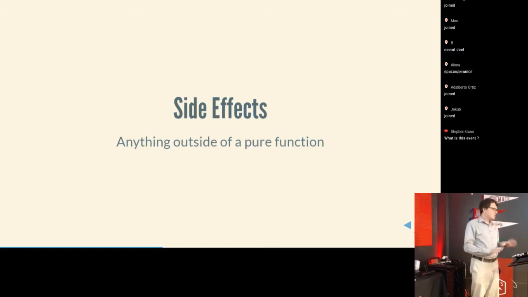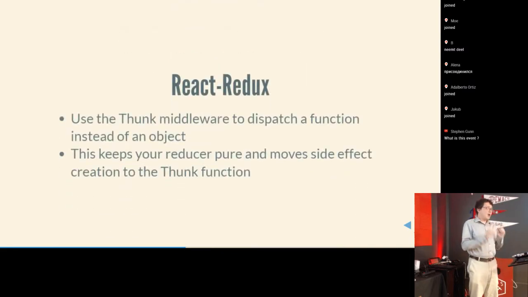The goal is not to not have side effects, but to isolate any side-effect-producing code as much as possible. In React Redux, the common pattern is to use the func middleware and dispatch a function instead of an object when you use the dispatch function. So normally you'd be dispatching an action object, but when you use the func middleware, you can dispatch a function instead. This keeps your reducer pure, and it moves the side effect creation code into the func function.